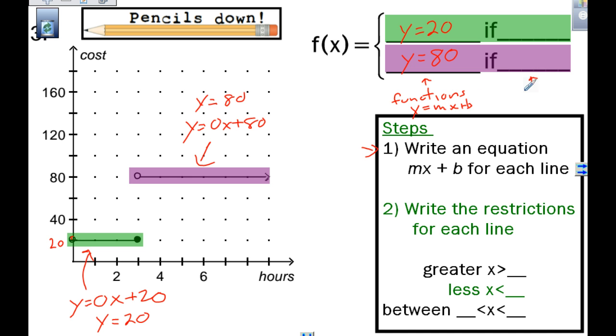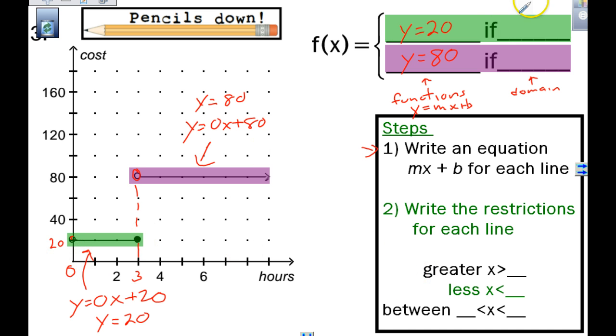And over here is going to be the domain. That tells us, well, from where to where. This line doesn't go all the way across the whole graph. It starts at 0 and it goes to 3. And this one starts at 3. You can see here, this one starts at 3 and it goes on forever. So we just have to write that down.